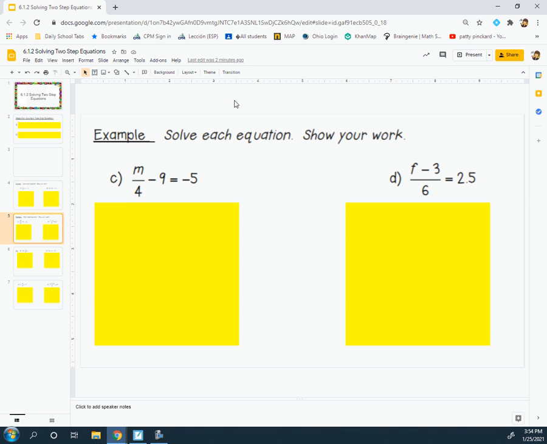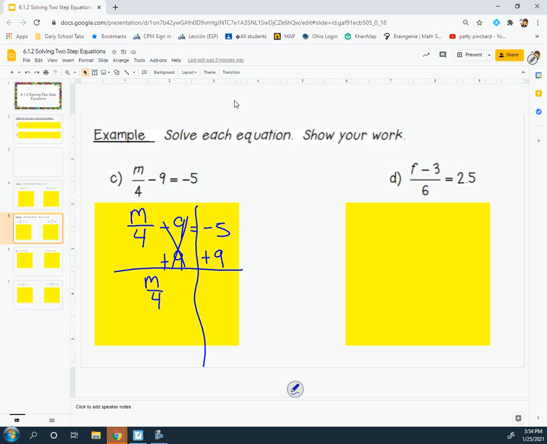Next problem, I have m divided by 4 minus 9 equals -5. So I get rid of the minus, so I add 9 to both sides. -5 plus 9 is 4. And then multiply both sides by 4. These cancel. I get m equals 16.